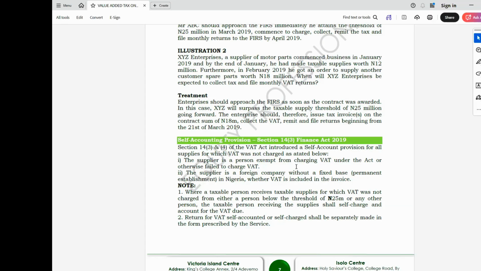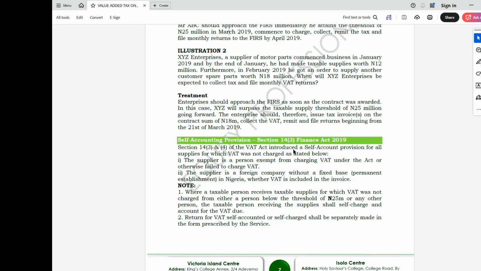And when you are self-accounting for any VAT, this will be done separately from your own VAT activity. Because you, as a company, also have your own transactions that attract VAT. You also have your activity that is VATable. The one that you did that is self-accounting will be carried out separately on a separate tax invoice.